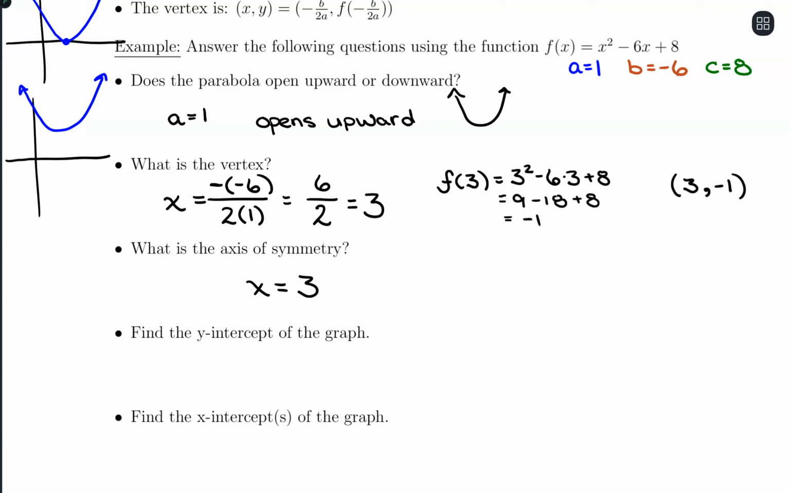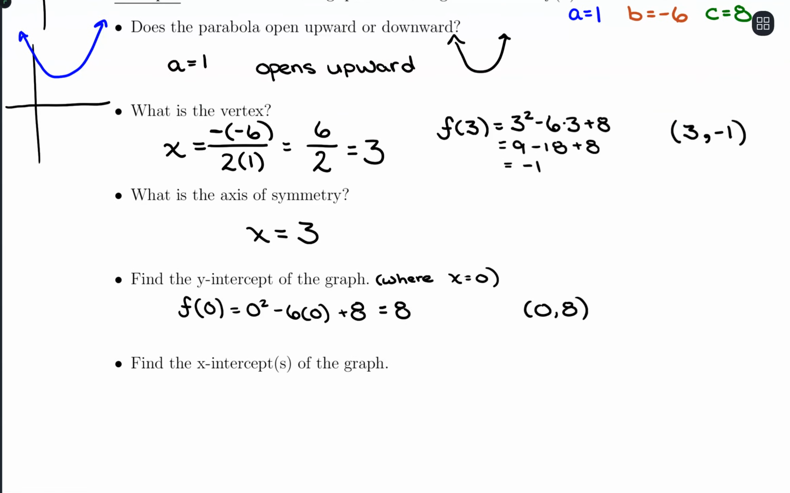Finding the y-intercept. This is where we look at x equals 0. So if we evaluate f of 0, we have 0 squared minus 6 times 0 plus 8. Like I was saying up above, we're just going to be left over with that value of c, which in this case is a positive 8. So we have a y-intercept of (0, 8).